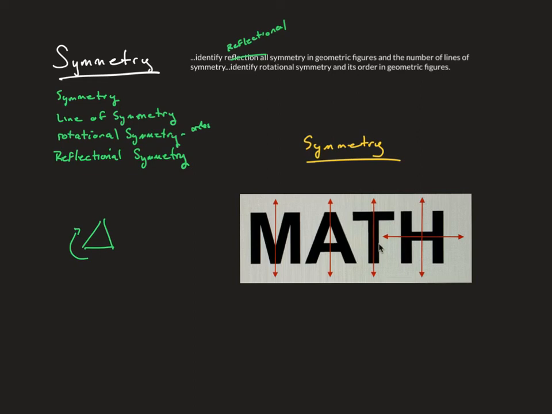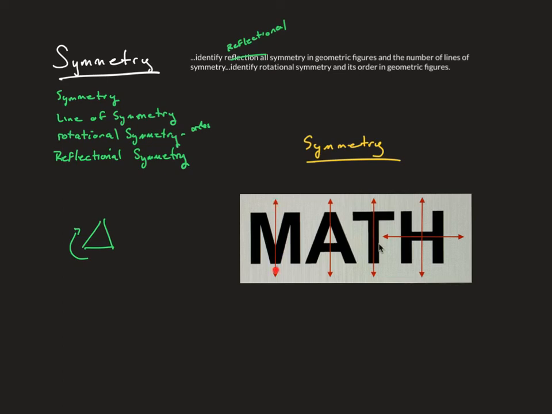A regular polygon, we're going to talk about polygons too in this, is equiangular and equilateral. So we have the same angles and the same segments, sides. So looking here at symmetry, you'll notice this image of math.